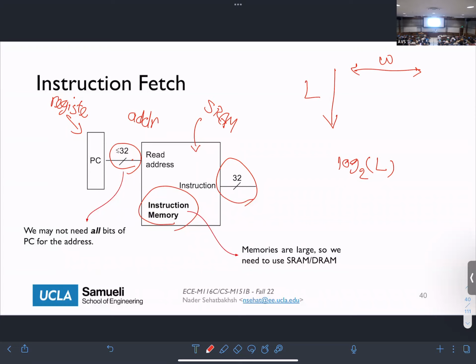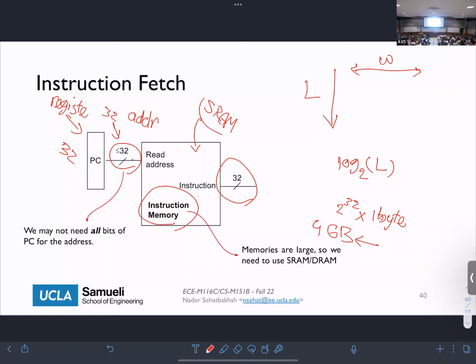So first of all, the PC itself is 32 bits. So at most we can have 2 to the power of 32 lines in this memory. But 2 to the power of 32 lines is a lot of memory because each one is 1 byte, right? So we are talking about 4 gigabytes of memory for our instruction memory, right? 2 to the 32 is 4 giga. And each line is 1 byte. So we have 4 gigabytes of memory if we use all the 32 bits.